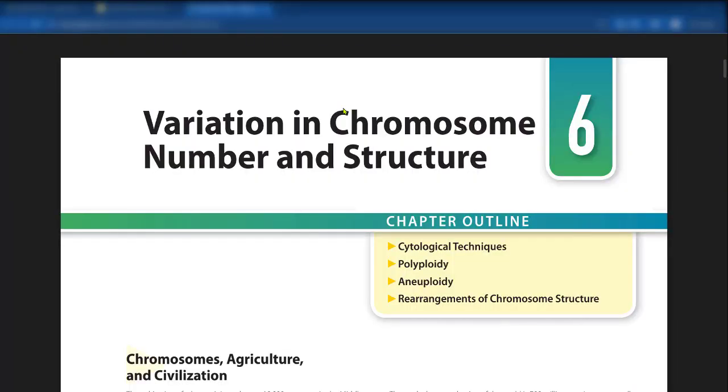In this video, we are going to talk a little bit about chromosome number and structure, changes thereof. This accompanies Chapter 6 in the Snustad genetics textbook. As you can see here from the table of contents in the chapter, this is a technical chapter. It's got quite a lot of terminology as far as these general words, polyploidy and aneuploidy, but then specific examples of that. And it talks a little bit at the end about rearrangements of chromosome structure.